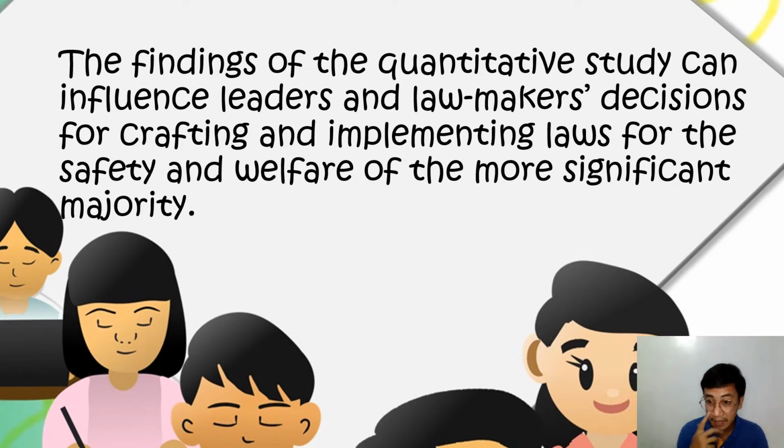na kung saan ang mga essential businesses ay pwedeng mag-operate. Yung mga essential businesses lang pwedeng mag-operate. On the other hand, yung mga lugar na wala or kokonting cases ng COVID-19 positive patients will be under general community quarantine, na kung saan ang ilan sa mga businesses, kahit hindi essential, mapa-public or private man, ay pwedeng mag-operate. So this is a very concrete example that the findings of the quantitative study can influence leaders and lawmakers' decisions.